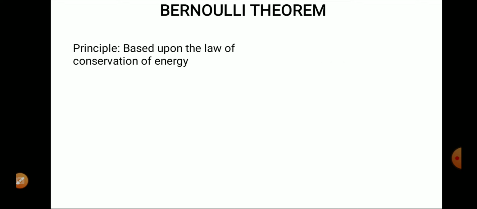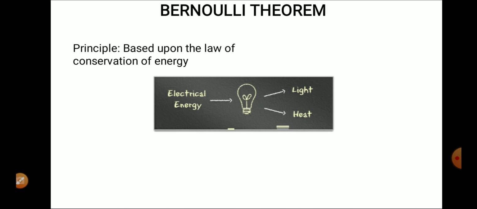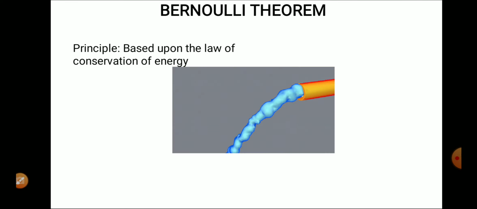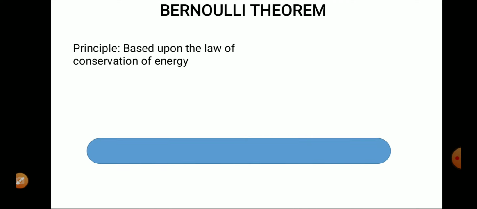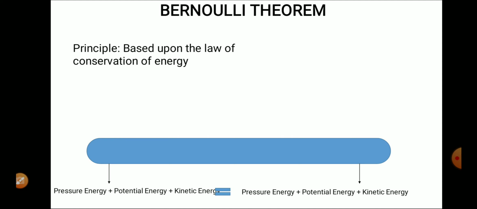Bernoulli principle is based upon the law of conservation of energy. That is, energy is conserved and we can convert energy from one form to another. If some liquid is flowing, it has some energy and that won't change. That is, at one point of the pipe, the pressure energy, kinetic energy and potential energy is the same at another point of the pipe.